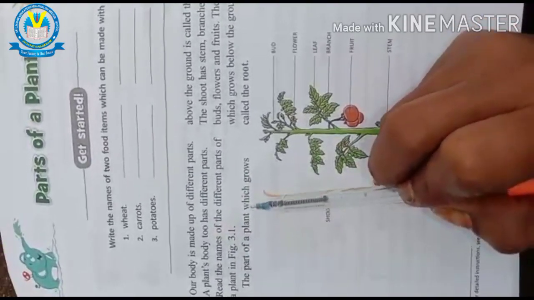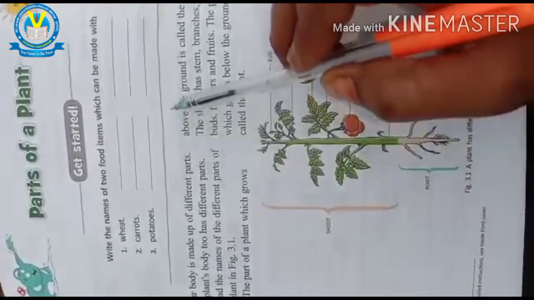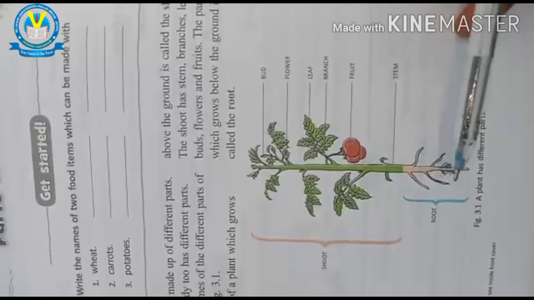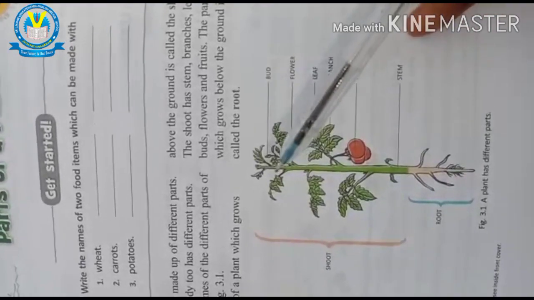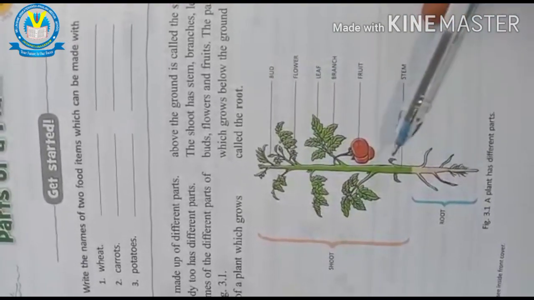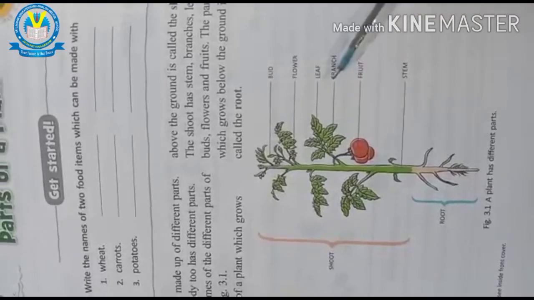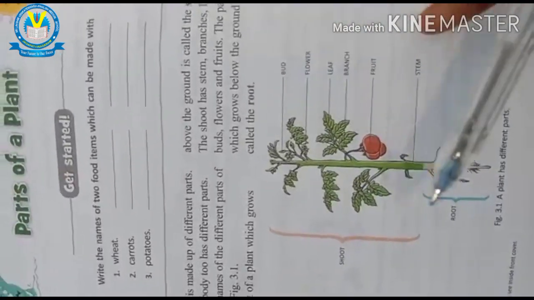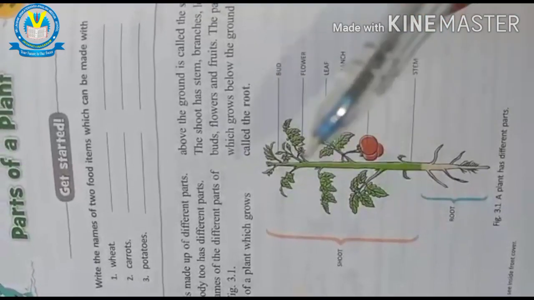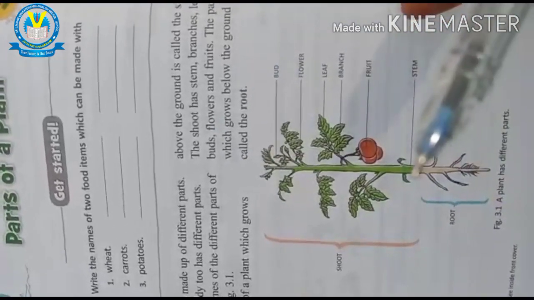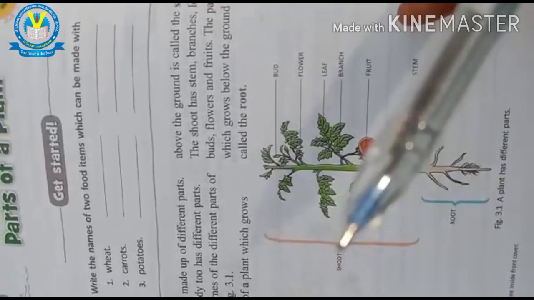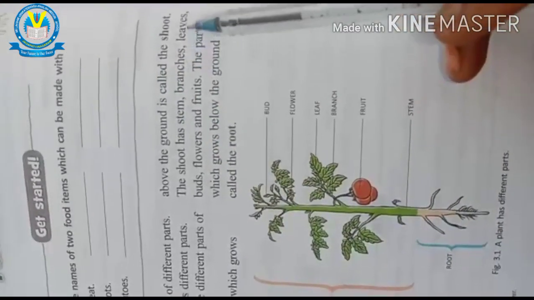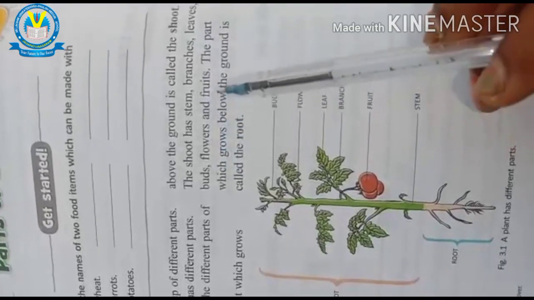The part of a plant which grows above the ground is called the shoot. Okay, in this picture we can see here we are having the stem, root, stem, fruit, branch, leaf, flower, bud. Okay, this total here from the upper to the root, now this is called a shoot. Okay, now children, the shoot has a stem, branches, leaves, buds, flowers and fruits.